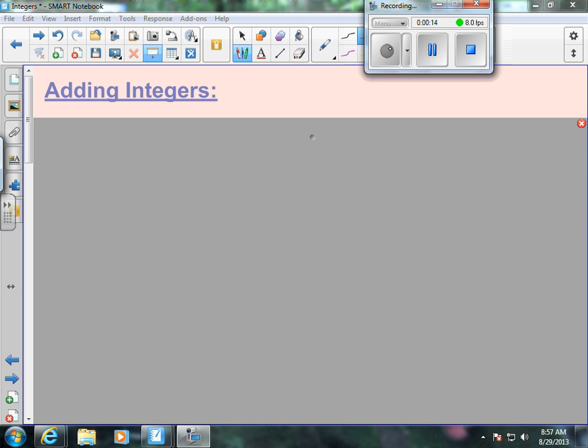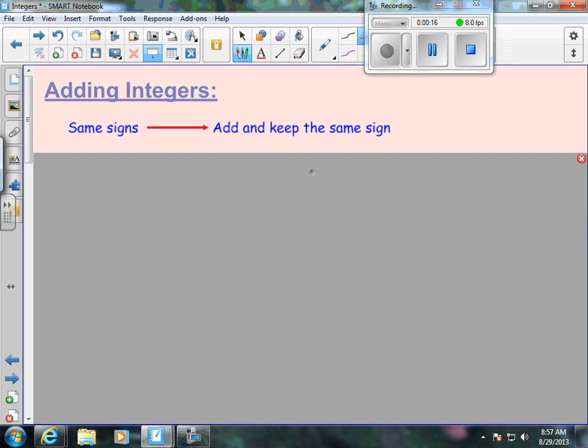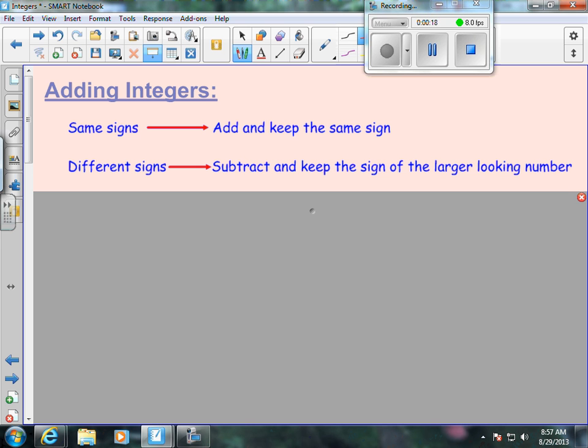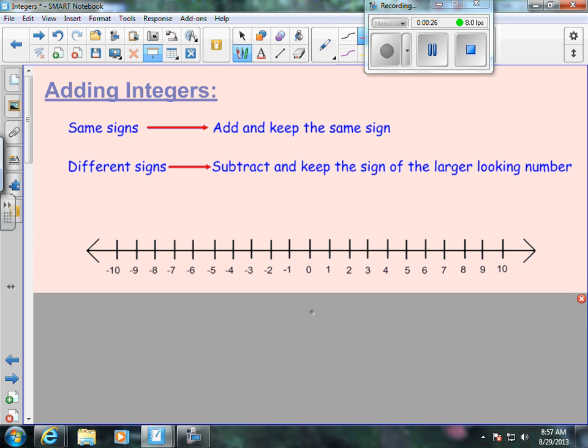We're going to start with adding integers. First thing we'll look at are the rules. Keep in mind, when you are looking at two numbers, you need to pay attention to their signs. If they are both negative, you will add and keep the same sign.